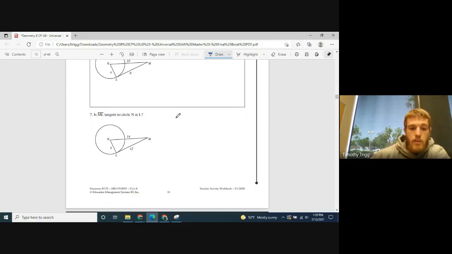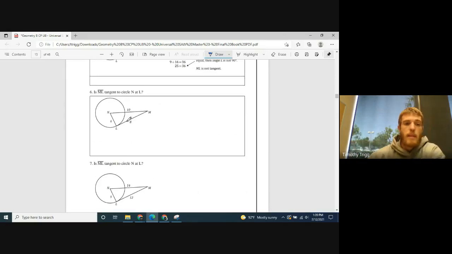Now, for the questions on page 11, it's asking, is ML a tangent to circle N at point L? So they're asking, is this a tangent line to the circle? Remember, there's a way we can tell if it's a tangent line. If it's a tangent line, this will form a right angle. But we don't know if it will or not. We need to figure that out. If it's a tangent line, this will form a right angle, which would make this a right triangle.